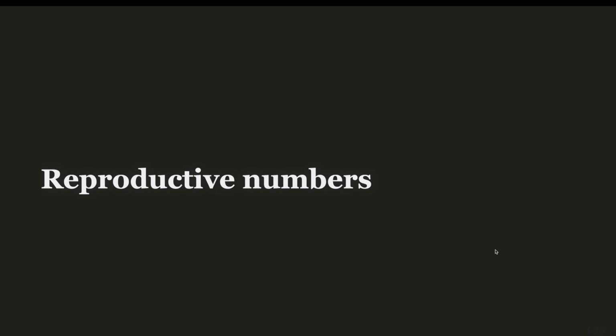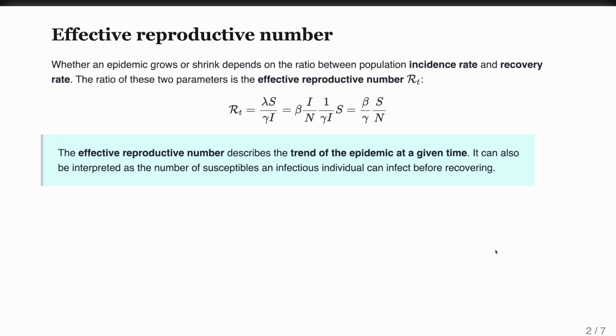Let's introduce now the so-called reproductive numbers. These are very important indexes for understanding an epidemic, and they can be derived directly from the SIR model that I showed you before. First of all, let's introduce the effective reproductive number, also called Rt or Re. There are many ways in which you can find it in the literature.